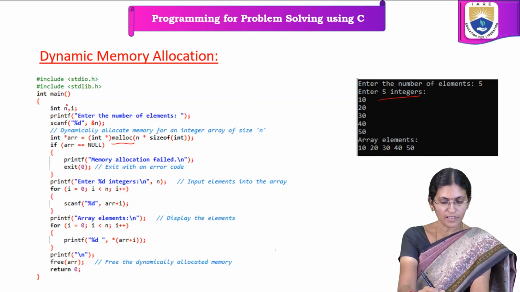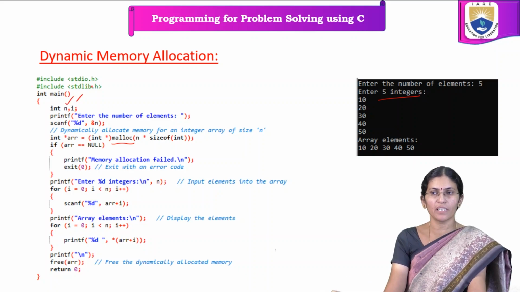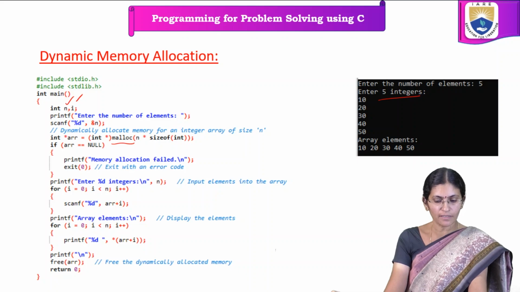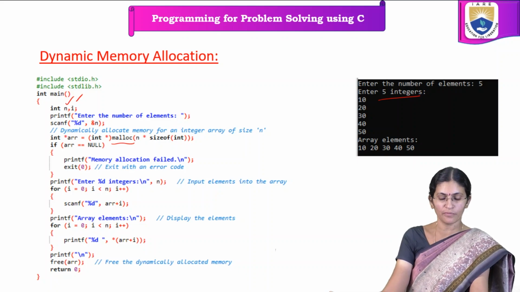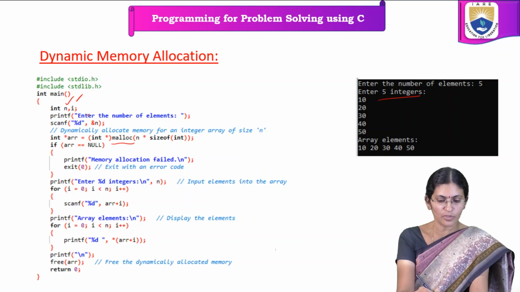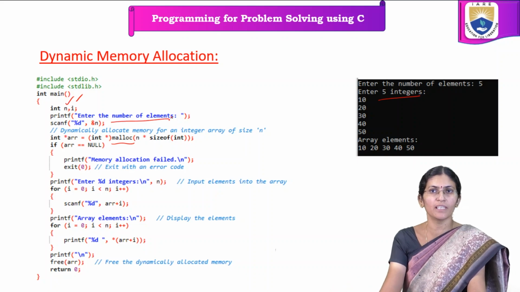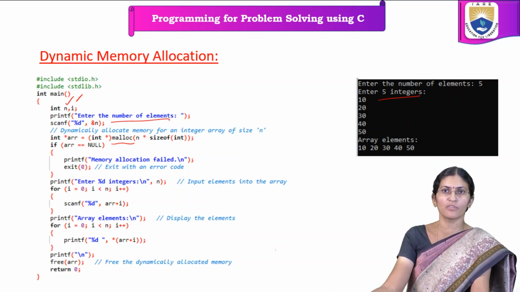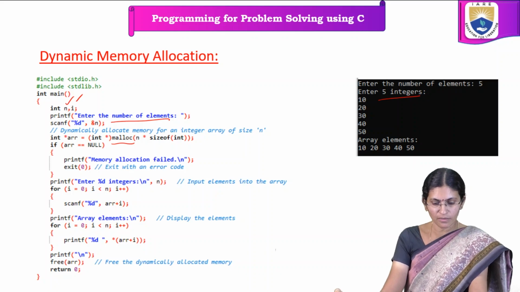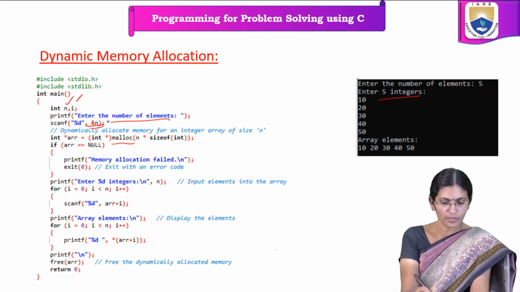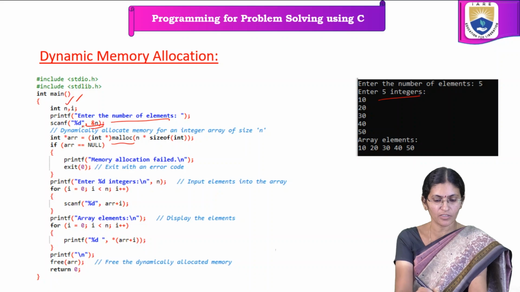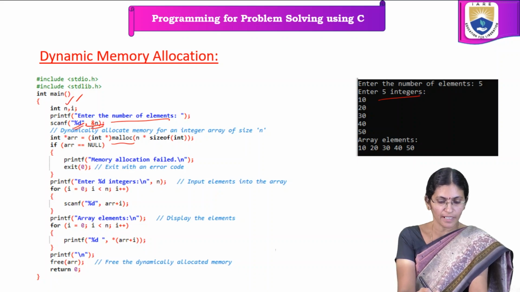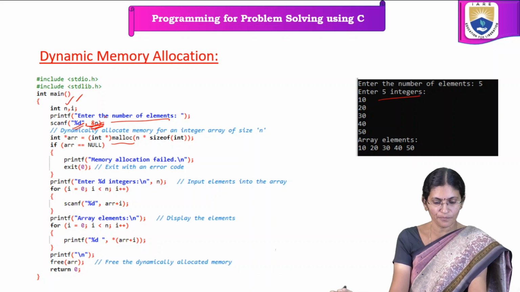So this is a program. We have declared two integer variables n and I. n is nothing but the number of elements, which gives how many elements we need memory for. In the scanf function, %d is the format specifier and ampersand n. At this address, the value will be stored.